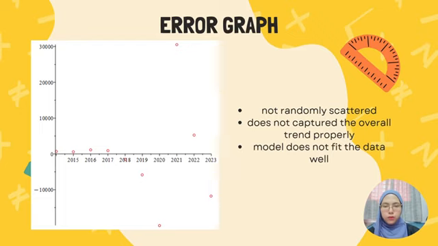From the graph shown, we can see that it is not randomly scattered and it also has a pattern, especially in the early years. And after the year 2020, we can see that the points are dispersed quite far from each other. Therefore, it does not explain the overall trend properly. Then we can say that this model does not fit the data well. Hence, it is advisable to use a cubic instead.